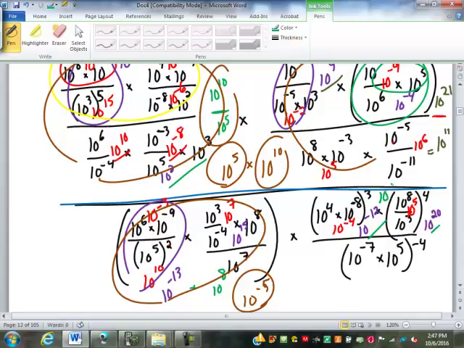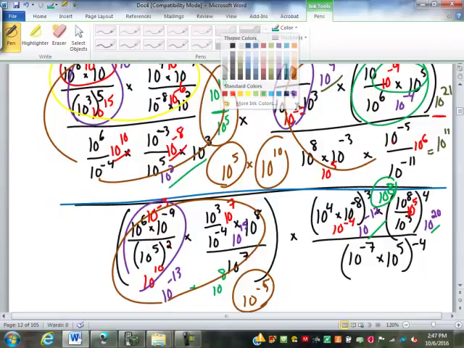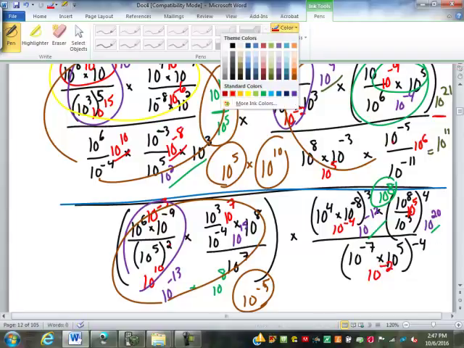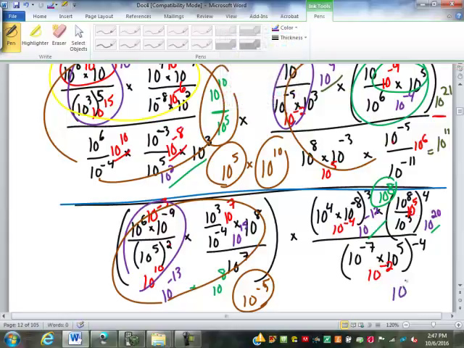Good. So now I have on top there 10 to the negative 12 times 10 to the 20th. That's going to be 10 to the 8th on top. Negative 12 plus 20 is 8. On bottom, 10 to the negative 7 times 10 to the 5th. Negative 2, I add powers. To the power of negative 4, 10 to the positive 8.